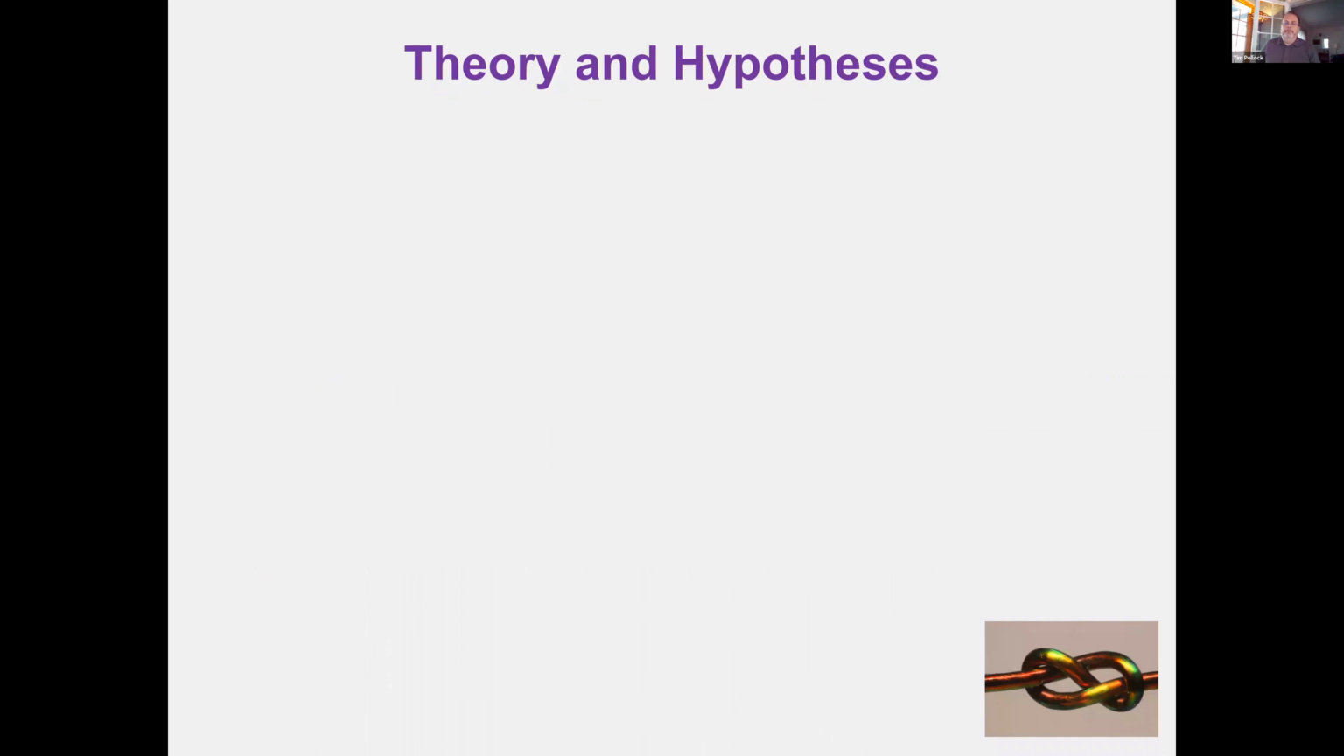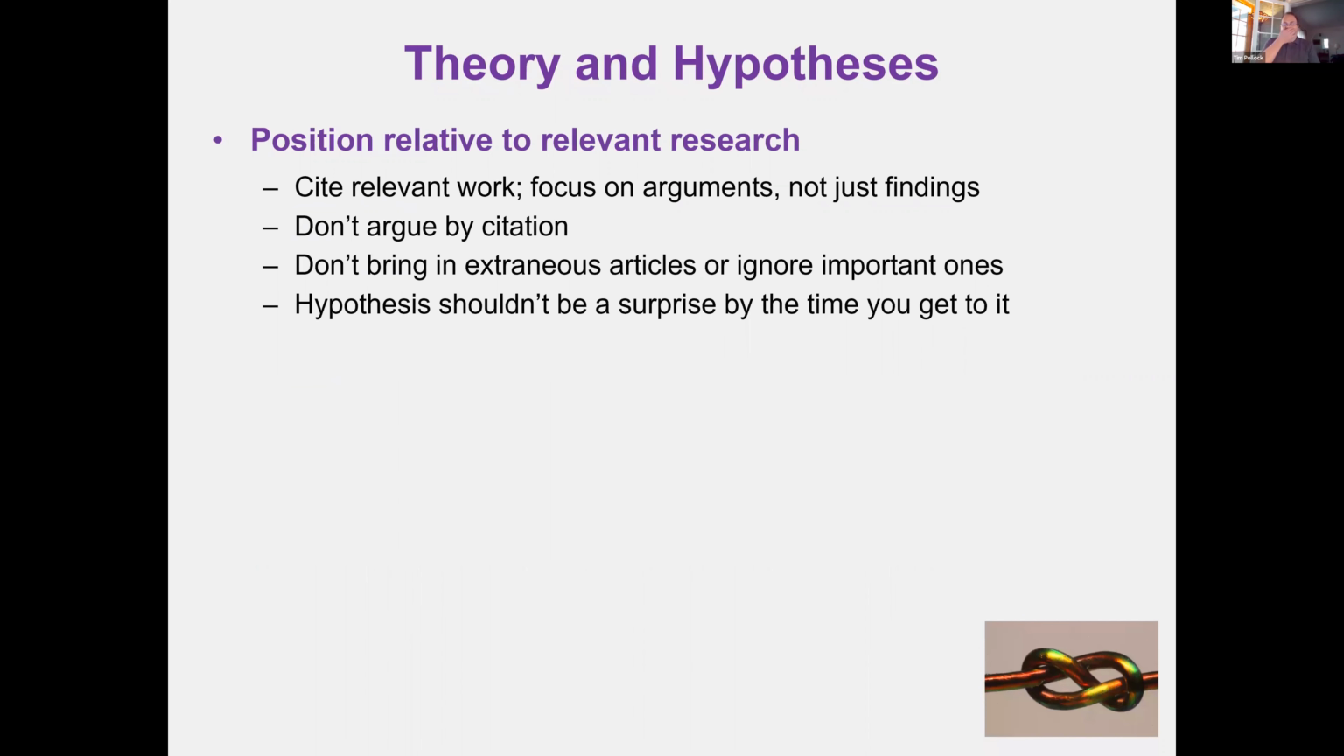So that said, moving on to the theory and hypothesis section a bit more. So what are we doing in the theory and hypothesis section? We're positioning our study relative to relevant research when we talk about the conversations. So we're going to cite relevant work. We want to focus on the arguments they make, not just their findings. Don't argue by citation, as I mentioned. Don't bring in extraneous articles that aren't really relevant to your particular context, but also, and this is a big one, don't ignore important ones.